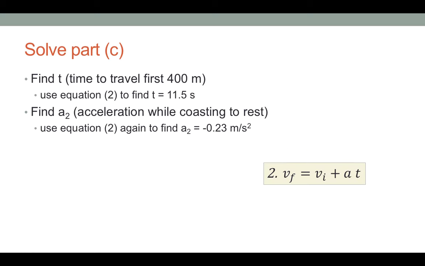Part C was drawing a bunch of graphs, and to draw the graphs we had to find the remaining variable, the time, and the second acceleration. To do both of those, I would suggest we just use equation 2 because that's the simplest and easiest way to get those two. Because in the first case, we're asking how long does it take to go from 0 to 69 meters per second given an acceleration of 6.